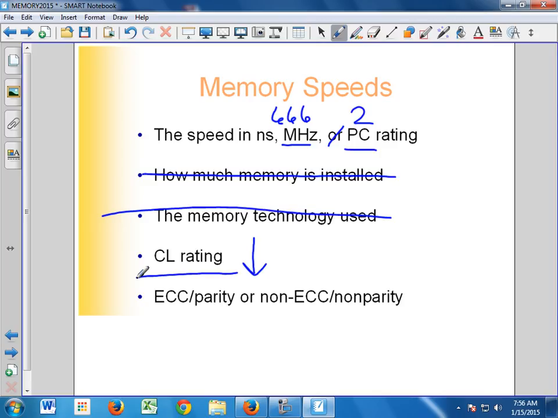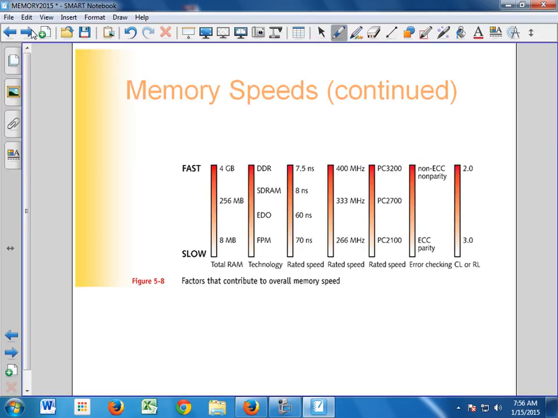Okay, and the last thing is, does it have error checking code? Non-ECC, non-parity, non-error checking code is faster. Okay, and that's what this chart right here is talking about. What do I look at to say if it's fast? Okay, and I will say that total RAM has nothing to do with how fast the RAM itself is. That's going to affect the speed of the PC. Kind of technology, we're all looking at DDR now, so that really is not a way to compare RAM because you're not going to look at any other ones. We don't get rated speeds anymore. All we get is this megahertz rating, the rated speed, what it's at, which is really related to the form factor of the motherboard, whether it's ECC or non-ECC, and then the clock rating.